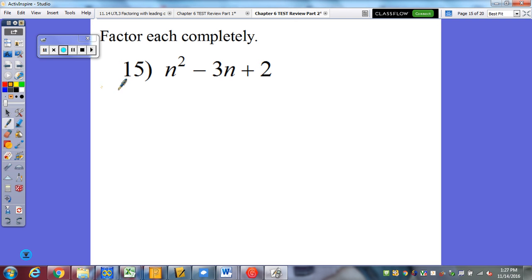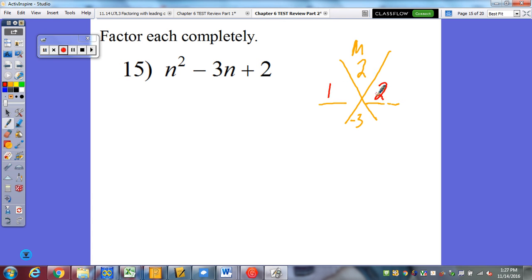All right, so leading coefficient of 1. Leading coefficient of 1. So we're going to use the x. And we're going to find two numbers that are going to multiply to 2 and add to negative 3. Okay, well, in this case, my multiples of 2 are just 1 and 2. So I know there's going to be a 1 and a 2.